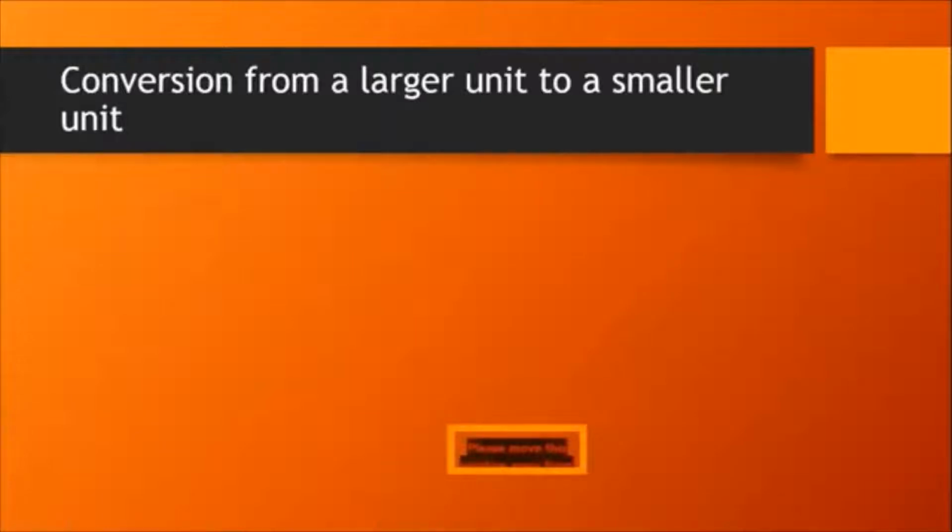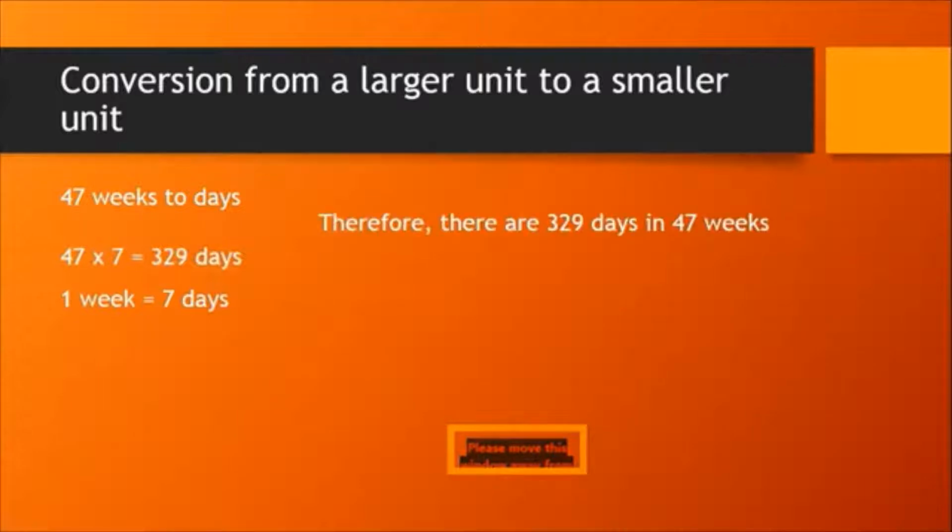This time, we will convert a larger unit to a smaller unit. So we have here 47 weeks to days. We all know that 1 week is equivalent to 7 days. So 47 times 7, that is 329 days. Therefore, there are 329 days in 47 weeks.